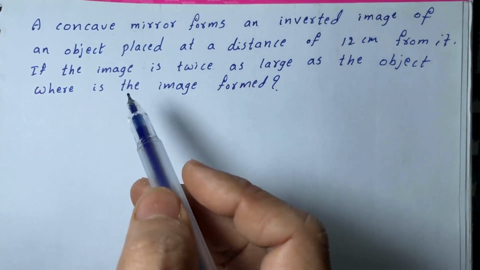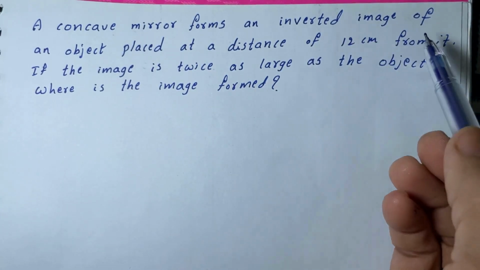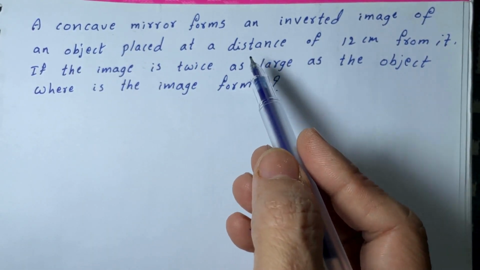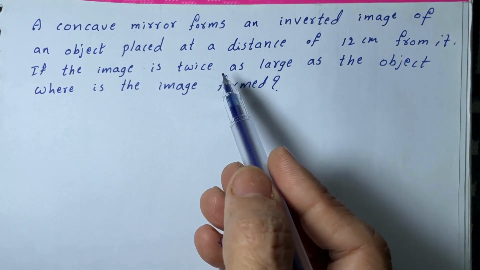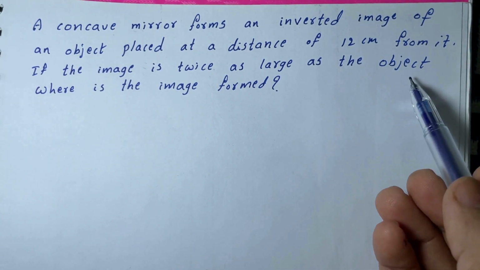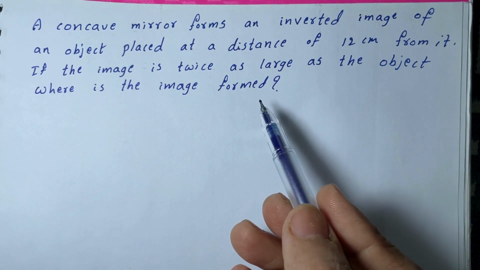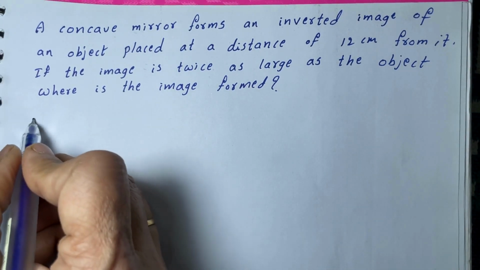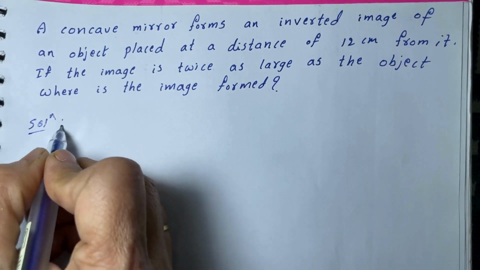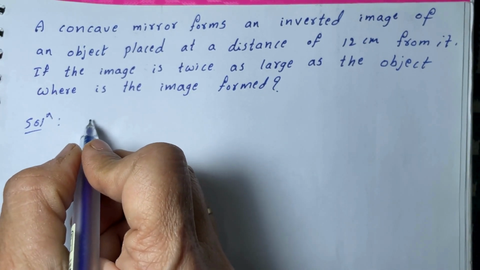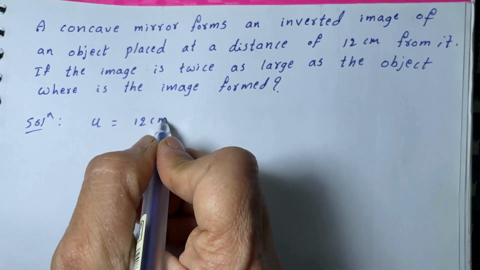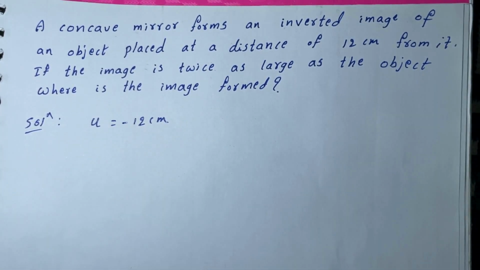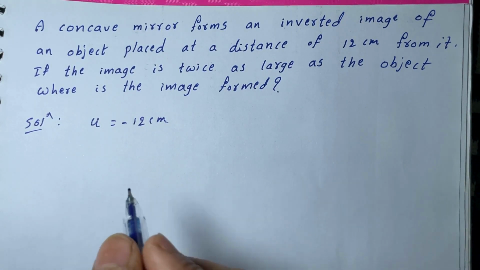So, our next problem is, a concave mirror forms an inverted image of an object placed at a distance of 12 centimeters from it. If the image is twice as large as the object, where is the image formed? And write down the given data first. U is equal to the object distance is equal to 12 centimeters, and we put the object in front of the mirror, so that is negative, minus 12.